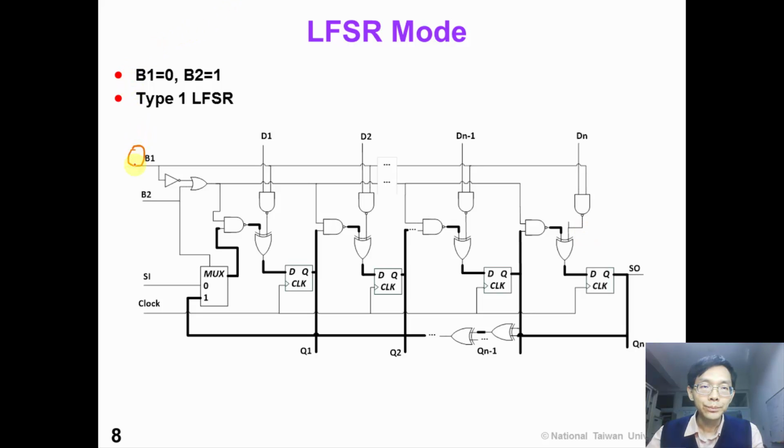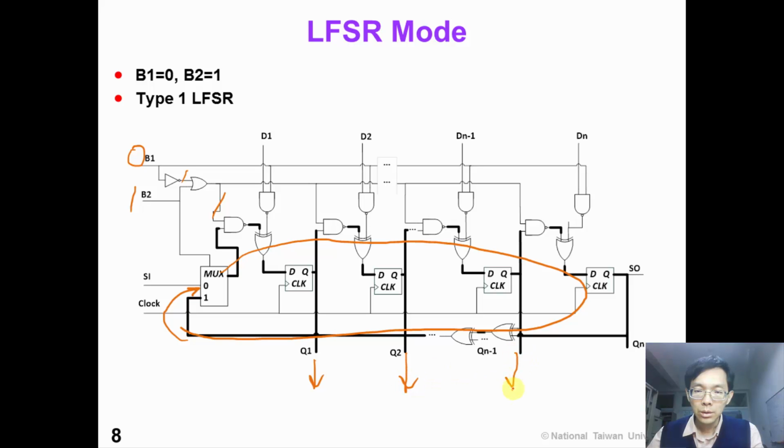When B1 is 0 and B2 is 1, this time we select the feedback input, and this is configured as an LFSR that generates pattern to the external logic. This will serve as a test pattern generator. This is a type 1 LFSR because the feedback exclusive OR gate are outside of the shift register.